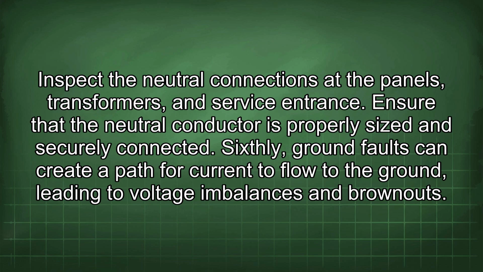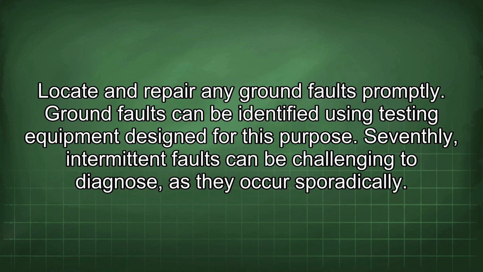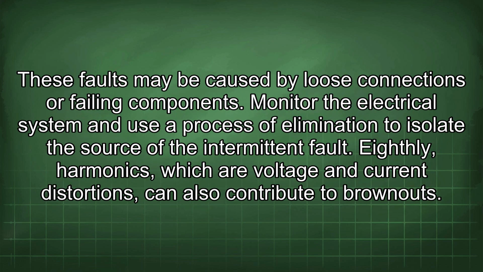Sixthly, ground faults can create a path for current to flow to the ground, leading to voltage imbalances and brownouts. Locate and repair any ground faults promptly. Ground faults can be identified using testing equipment designed for this purpose. Seventhly, intermittent faults can be challenging to diagnose, as they occur sporadically. These faults may be caused by loose connections or failing components. Monitor the electrical system and use a process of elimination to isolate the source of the intermittent fault.